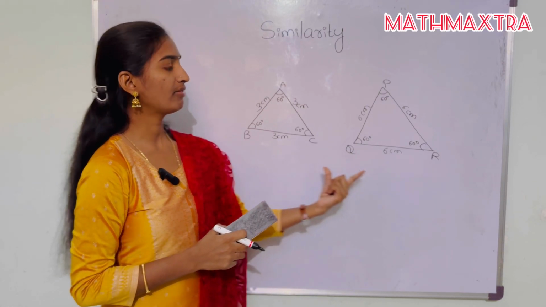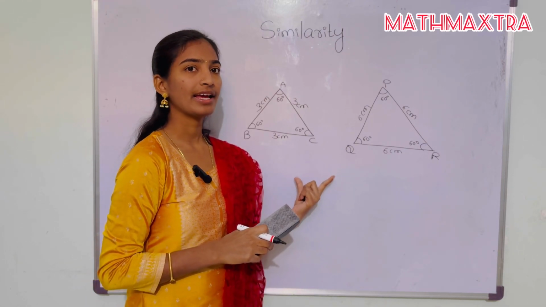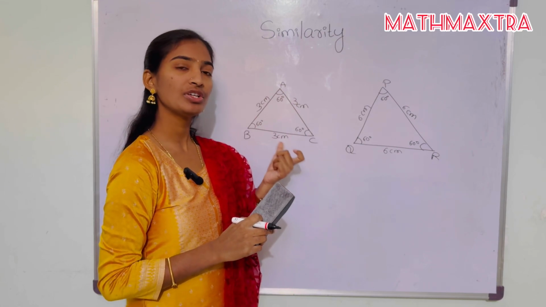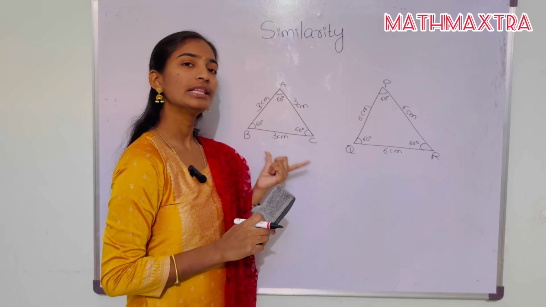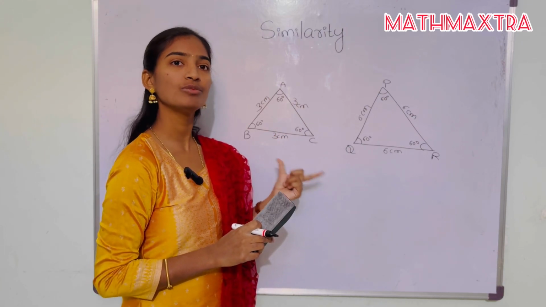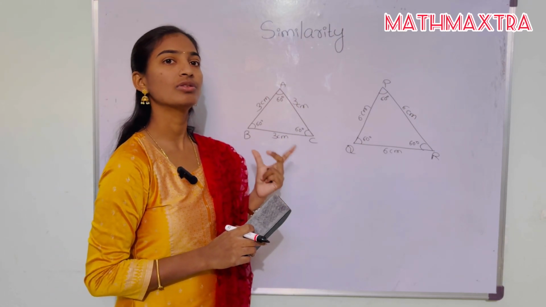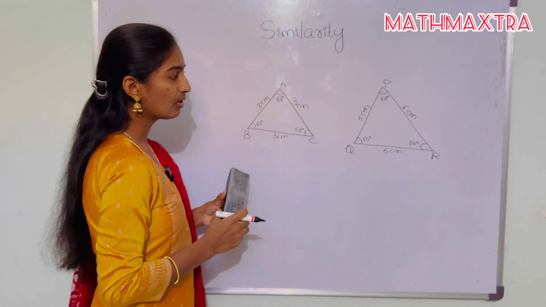See, both are equilateral triangles. All equilateral triangles look alike, which means they have the same shape, in which all the sides are equal. So we don't consider the length of the side. We just see whether both have the same shape or not. That is why all equilateral triangles are always similar.